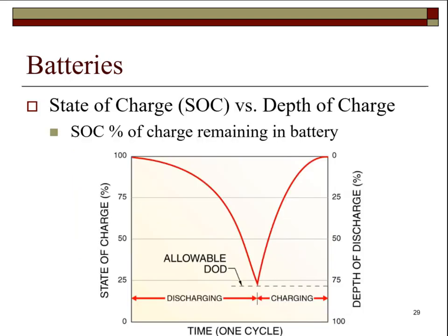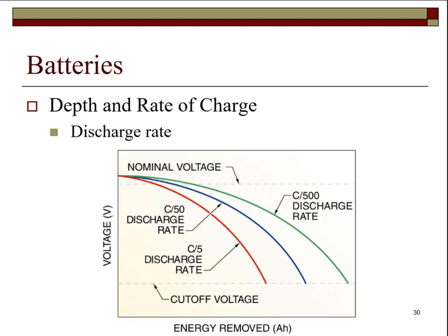We see a graph of a battery state of charge ranging from 100% to less than 25%. Simultaneously, the depth of discharge will be from 0% to a little greater than 75% discharge. The amount of total energy that can be obtained from a battery is a function of the rate at which the battery is discharged. The graph on slide 30 gives us different amounts of total energy with respect to different rates of discharge.